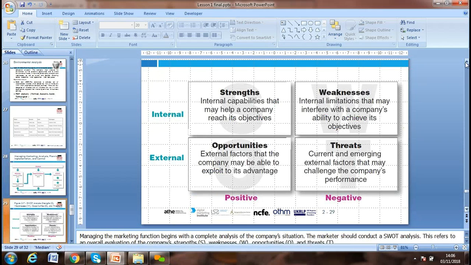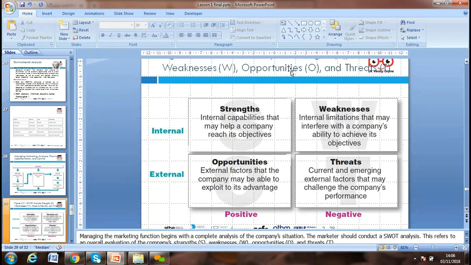SWOT stands for strengths, weaknesses, opportunities, and threats, and S and W are the internal environment. That is controllable. We can control it. Strength can be an internal capability that helps the company to reach its objective. The weaknesses: normally we don't use the word weakness, we use the phrase area of development. So what are the areas of development as an organization? Internal limitations that may interfere with the company's ability to achieve.